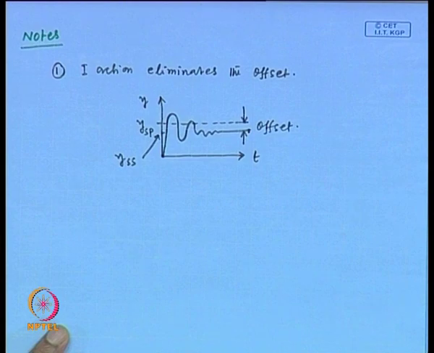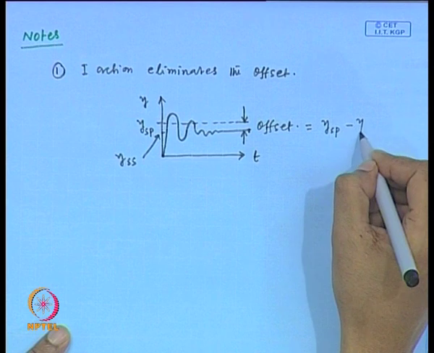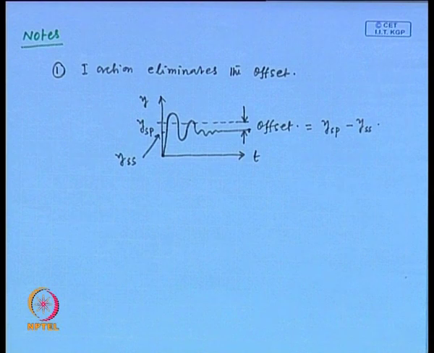The difference between the set point value and the steady state value is called offset. So, offset is basically y set point minus y steady state. Now, this PI controller can eliminate the offset due to the inclusion of integral action. The P only controller cannot eliminate offset. Fine, this is the first conclusion.